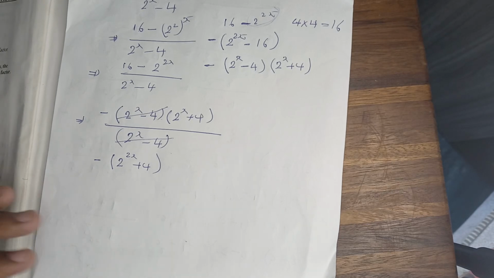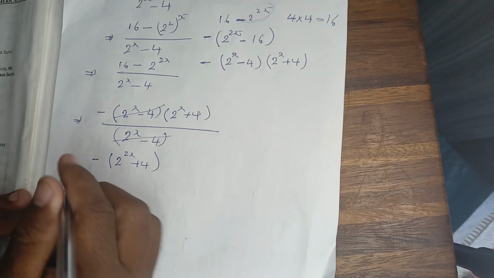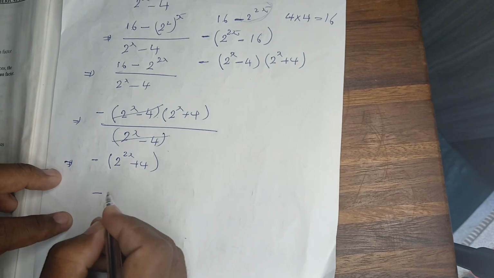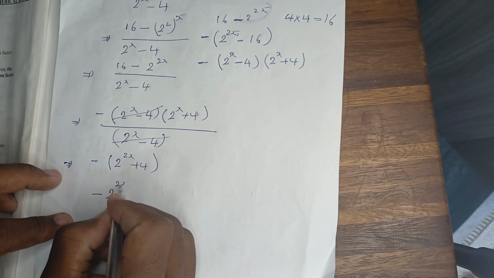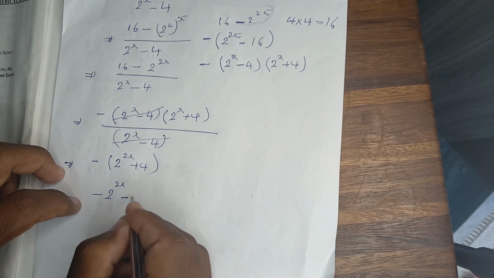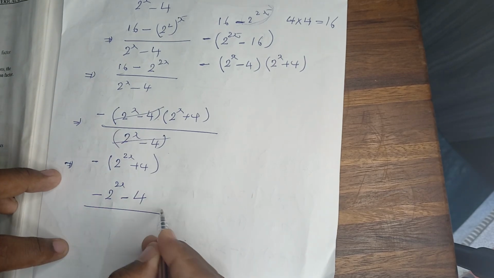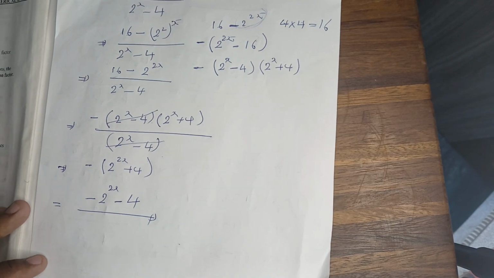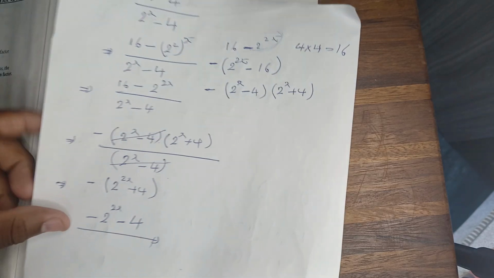But then if you want, let us remove the brackets actually. So it's going to be a negative by a positive. It's going to be a negative 2 to the exponent 2x, a negative by a positive, it's going to be a negative 4. So I think this is now simplified, guys. This is how we simplify.